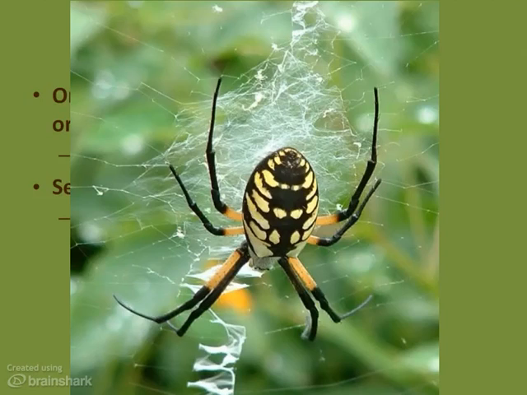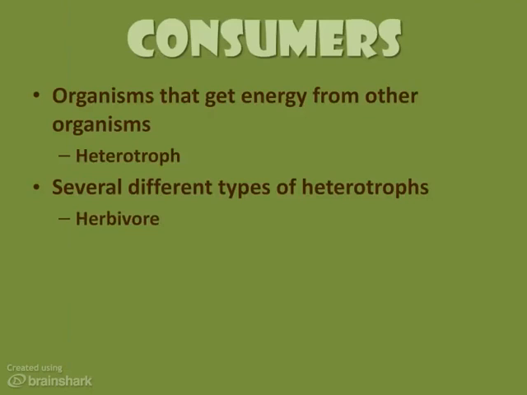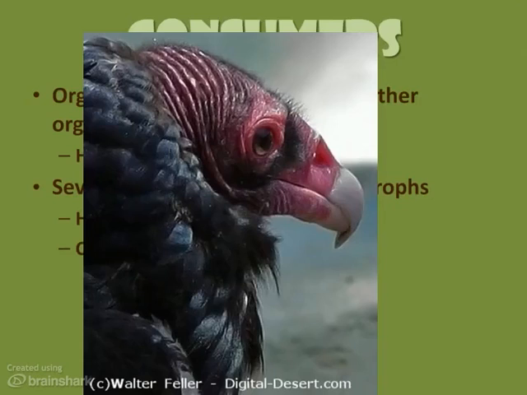What about this guy? What does a spider eat? Well, a spider eats other insects. Those aren't plants. That's actually meat. We don't think of insects as meat, but the spider sure does. So the spider is an example of a carnivore. Carnivore is a meat consumer. There's a lot of meat consumers. Tigers, dogs, cats, snakes, tarantulas.